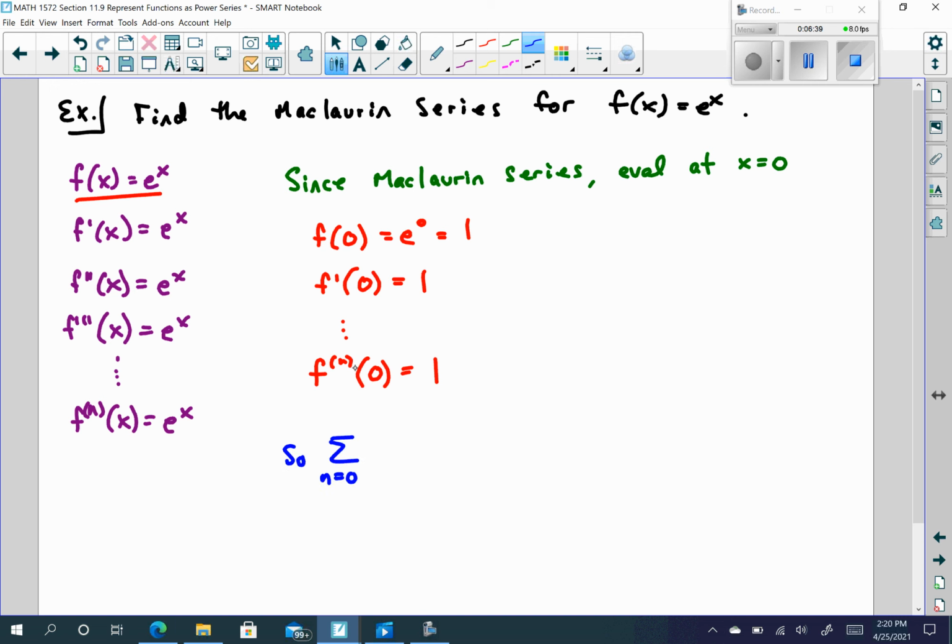So now we say the sum as n goes from 0 to infinity of the nth derivative of f of 0 over n factorial times x to the n becomes, since all of these are 1, I don't actually have to write out every term, so this will just become a 1. So now I get the sum as n goes from 0 to infinity of 1 over n factorial times x to the n, so I just get x to the n over n factorial.